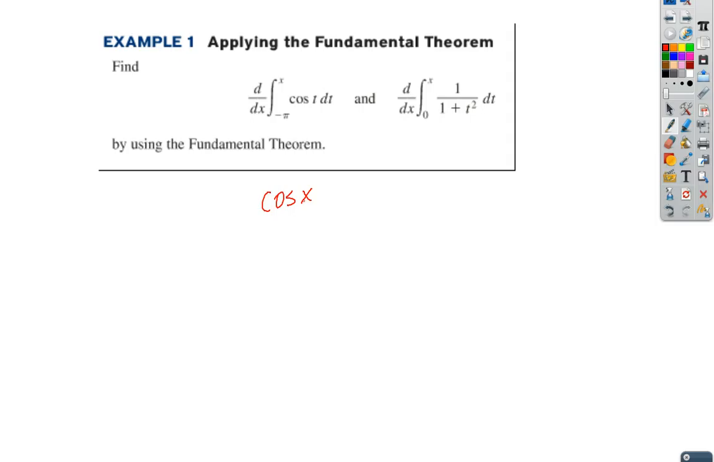And I do the same thing for the second one. What is this going to be? The derivative of the integral. Again, I check, do I have a number on the bottom? Yes. Do I have an x on the top? Yes. So what's my derivative going to be? It's just going to be 1 over 1 plus x squared. It's that simple. It really is.